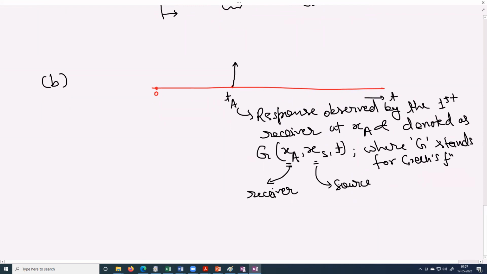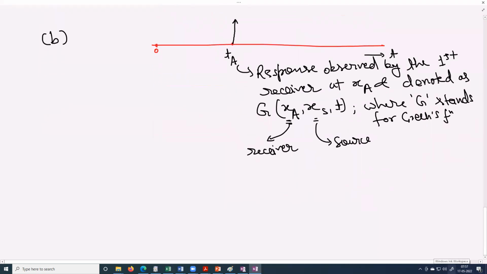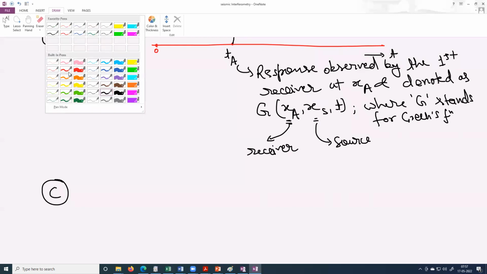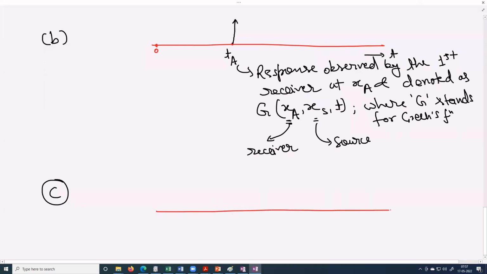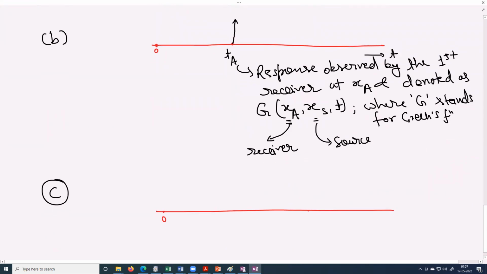So this is the response TA that you receive at the XA receiver. Likewise, the response that you will receive at the XB receiver would be maybe somewhere like this. Here you have the source position at the origin, and this is your XB position, where you are recording your response from the source.